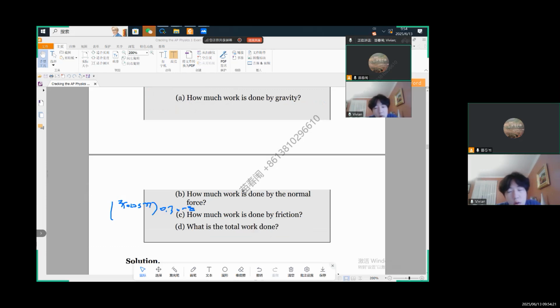Or you use positive 8, use friction negative. That also works. Yeah, it's probably making more sense in there. Okay. And then total is just before minus this one. Yes. A plus B plus C.